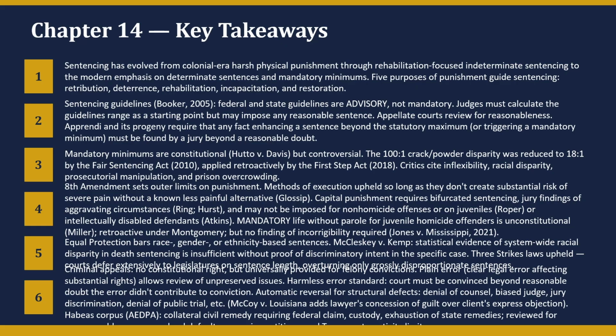Fourth, the Eighth Amendment sets constitutional limits on punishment through evolving standards of decency. Lethal injection is constitutional under Glossip's 2-part test. Capital punishment requires bifurcated sentencing, jury aggravating circumstance findings, and may not be imposed for non-homicide offenses or on juveniles or intellectually disabled defendants. Miller prohibits mandatory life without parole for juvenile homicide offenders. Montgomery made this retroactive. Jones v. Mississippi held that no explicit finding of incorrigibility is required beyond consideration of youth.